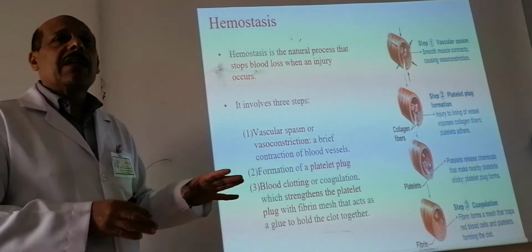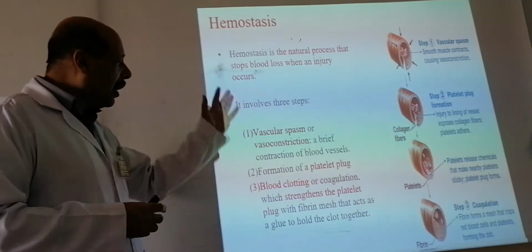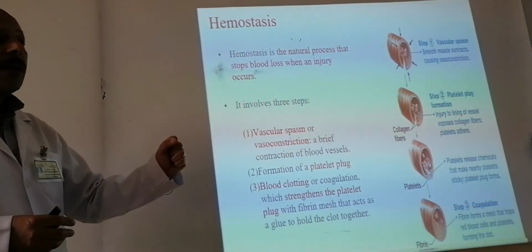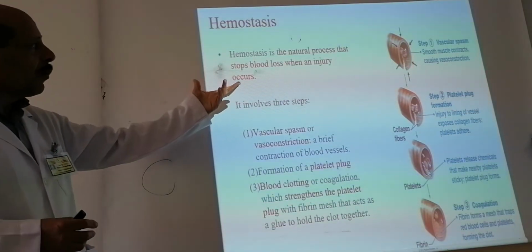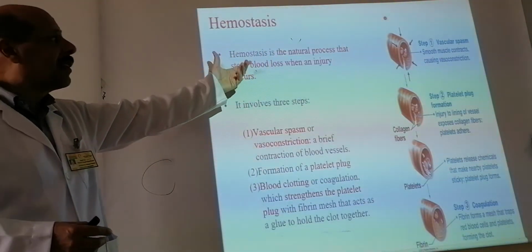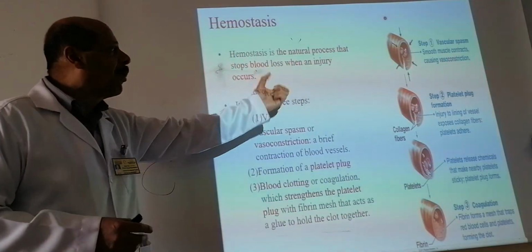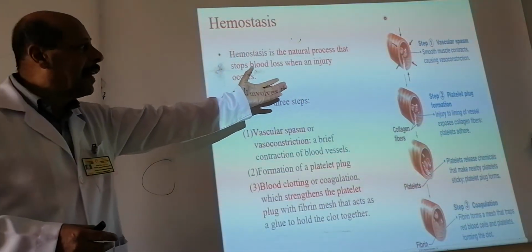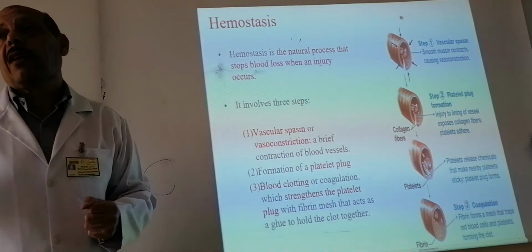What will happen in case of injury? There are three categories of... So first, we will see what's the meaning of hemostasis. Hemostasis is the natural process that stops the blood loss when any injury occurs.